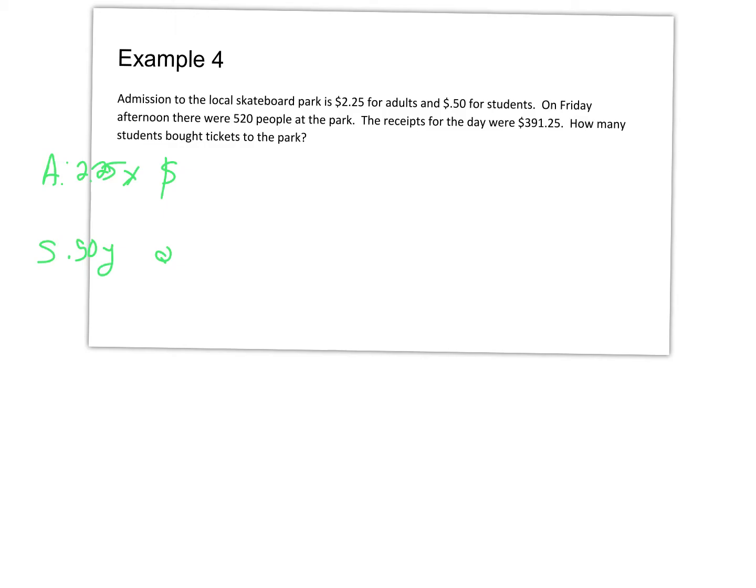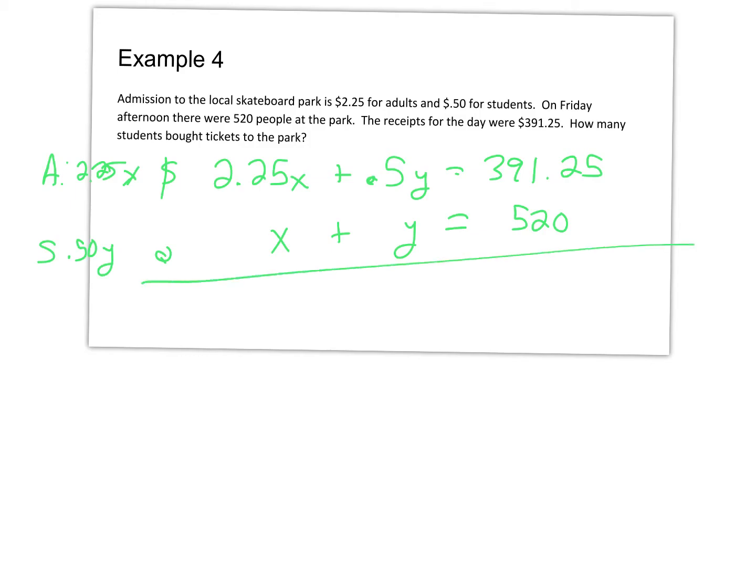So for our money quantity, 2.25x plus 0.5y is going to equal 391.25. Okay. The second equation is all about our quantities. Well, I don't know how many adults, I don't know how many students, but I do know there's 520 total people in the park. Okay, so we have this.